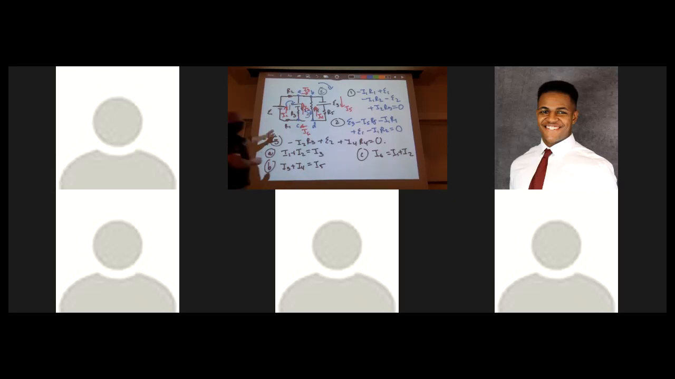So these are our 3 loops. These are then our 3 junctions. From there, that gives us 6 equations. From our 6 equations, we then solve for whatever it is that we want, which in this case are 6 currents. So now we have a series of 6 equations with 6 unknowns we have to solve. It's doable. Takes a little while, but it's doable.